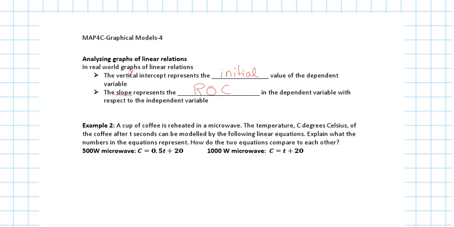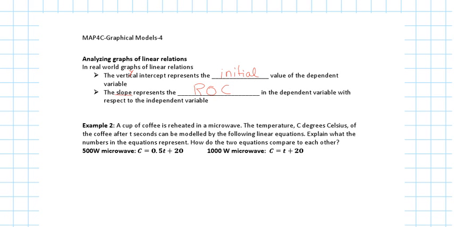All right, let's look at this example. A cup of coffee is reheated in the microwave. The temperature, C degrees Celsius, of the coffee after T seconds can be modeled by the following linear equation. So I have two different microwaves: my grandma's old microwave and the new microwave that you can buy right now. Explain what the number in the equation represents and how the two equations compare. We have grandma's 500-watt microwave and the new 1,000-watt microwave, and the equations are C equals 0.5T plus 20, and C equals T plus 20.